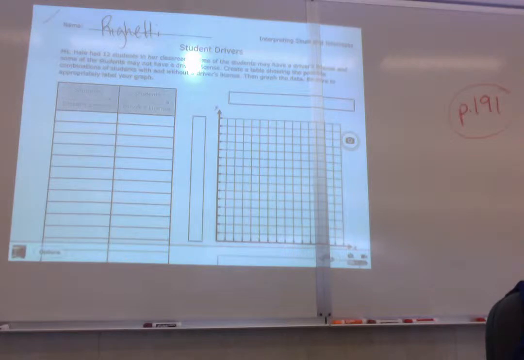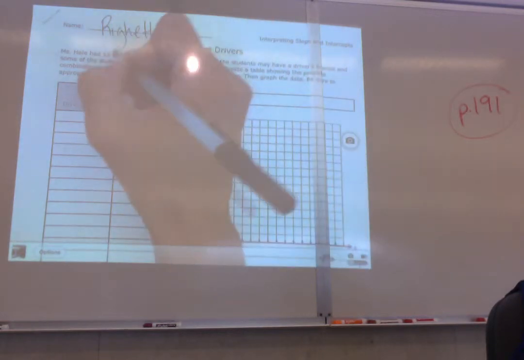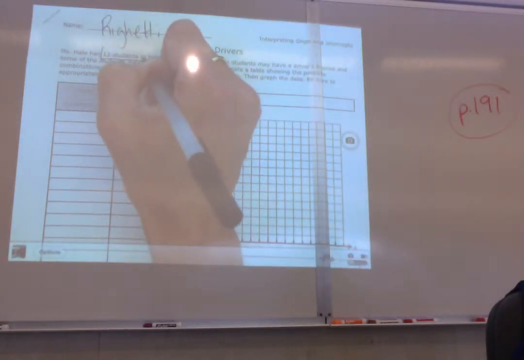Guillermo. Ms. Healy had 12 students in her classroom. Some of the students may have a driver's license, and some of the students may not have a driver's license. Create a table showing the possible combinations of students with and without a driver's license. Okay, one piece of information that's important up there is 12 students.